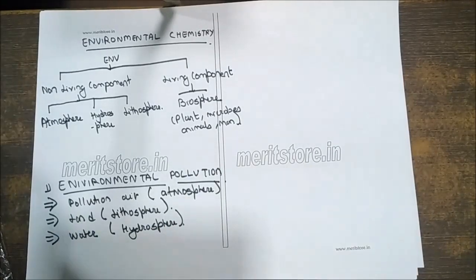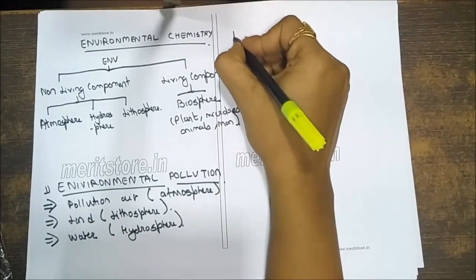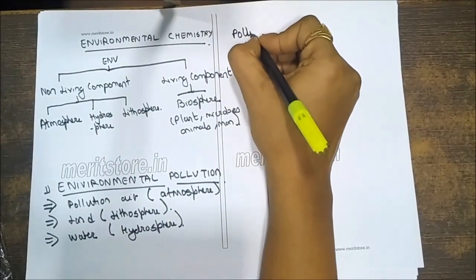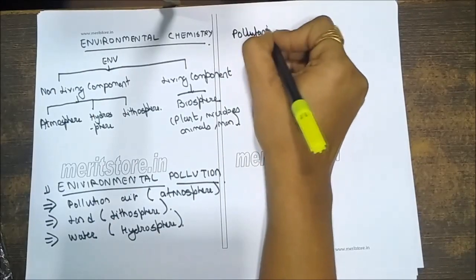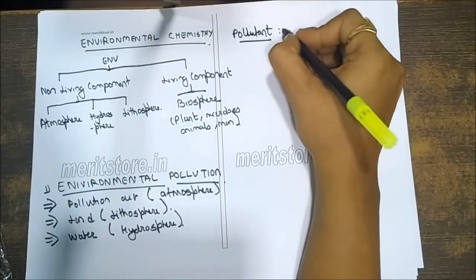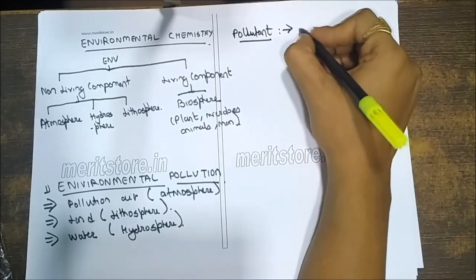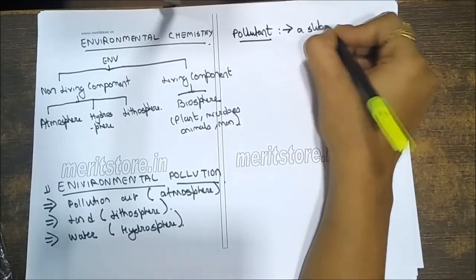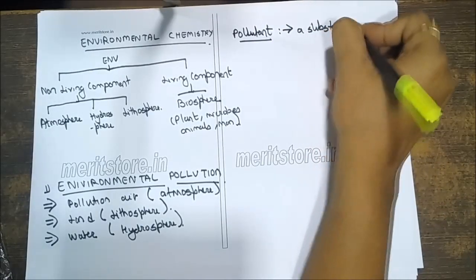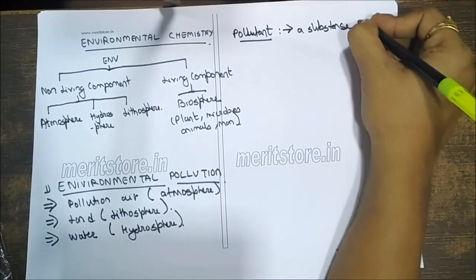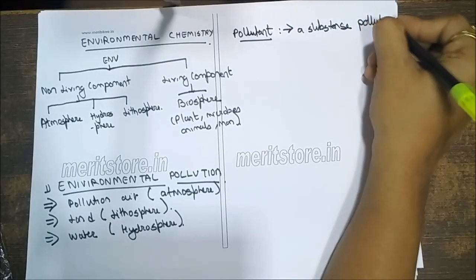Now a substance which is causing the pollution is called a pollutant. A substance which is causing the degradation in quality is called a pollutant. So what's a pollutant? A substance that causes pollution.